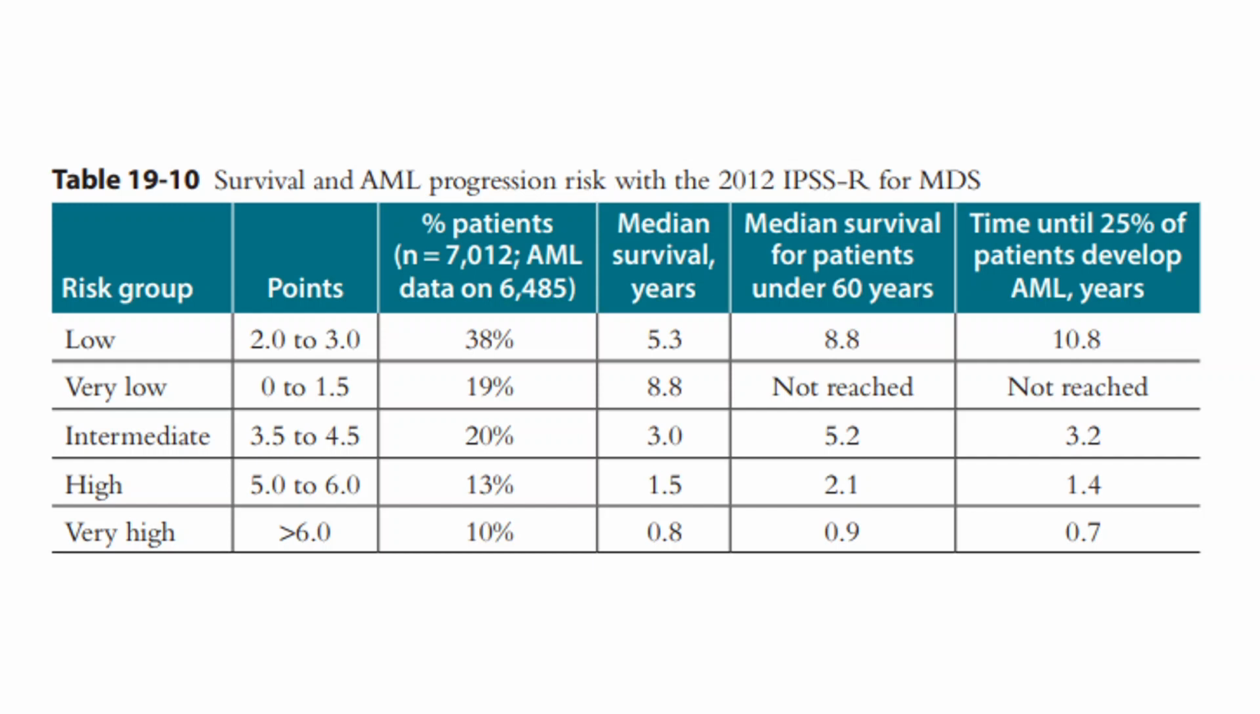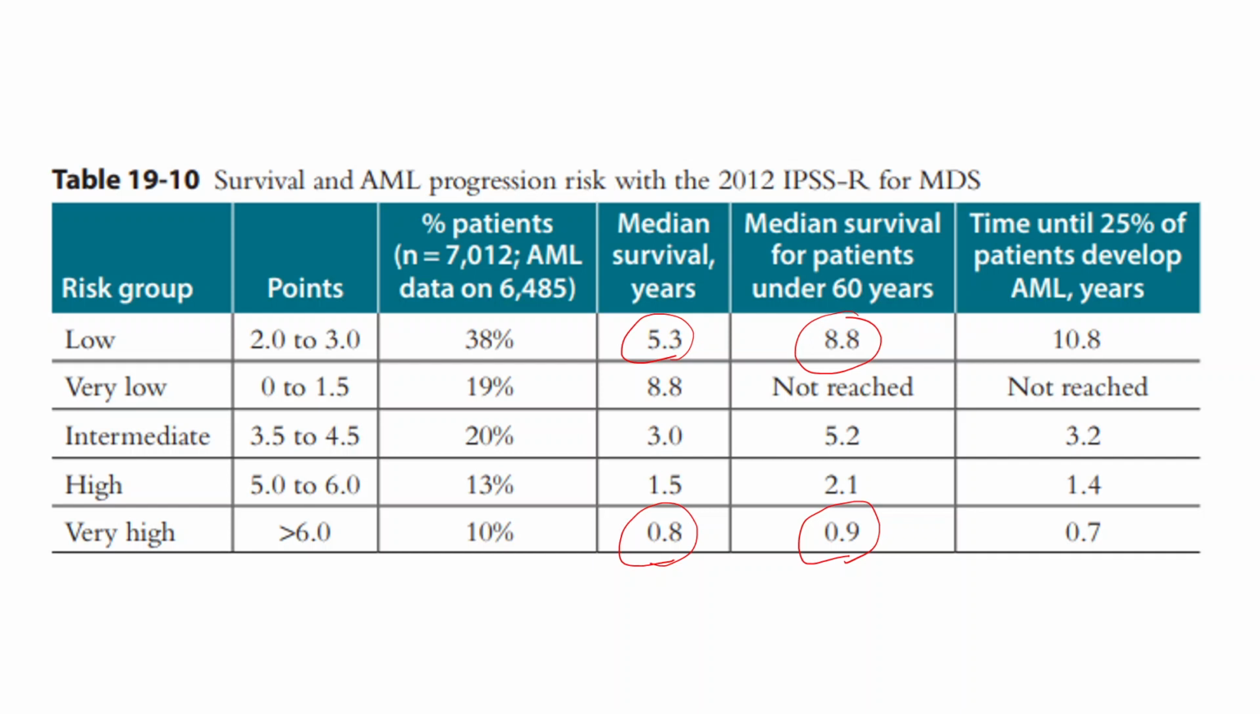Okay, so you can see here the median survival for patients in the low risk group is 8.8 years. For very high risk group, it is 0.9 months. Median survival in years, you can see low risk group it is 5.3 years. For very high risk group, it is only 0.8 years. Okay.